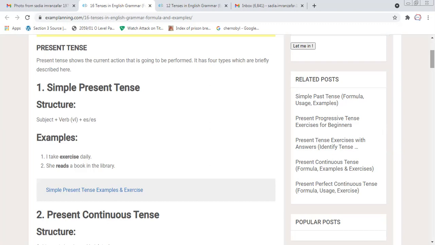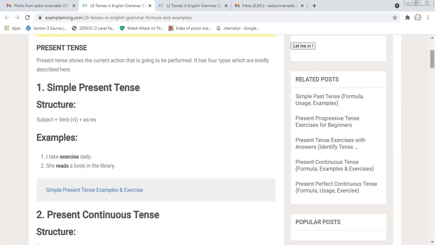Okay, with I, we, you, and they, we will just use first form of verb, but with he, she, and it, or a singular person, we will add s or es with the first form of verb. So look at the examples. By looking at the example, you will find out exactly what I mean. So the example of simple present tense is I take exercise daily.